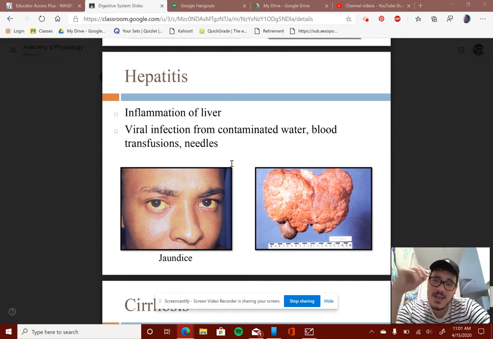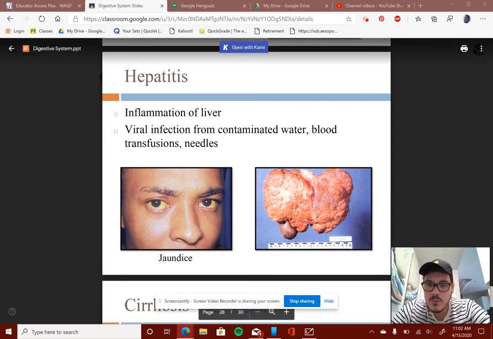And last but not least, a different type of hepatitis is something that could be transmitted sexually. This is, of course, why we want to use our contraceptives and make sure that you're protecting yourself. But that is something to be careful with.